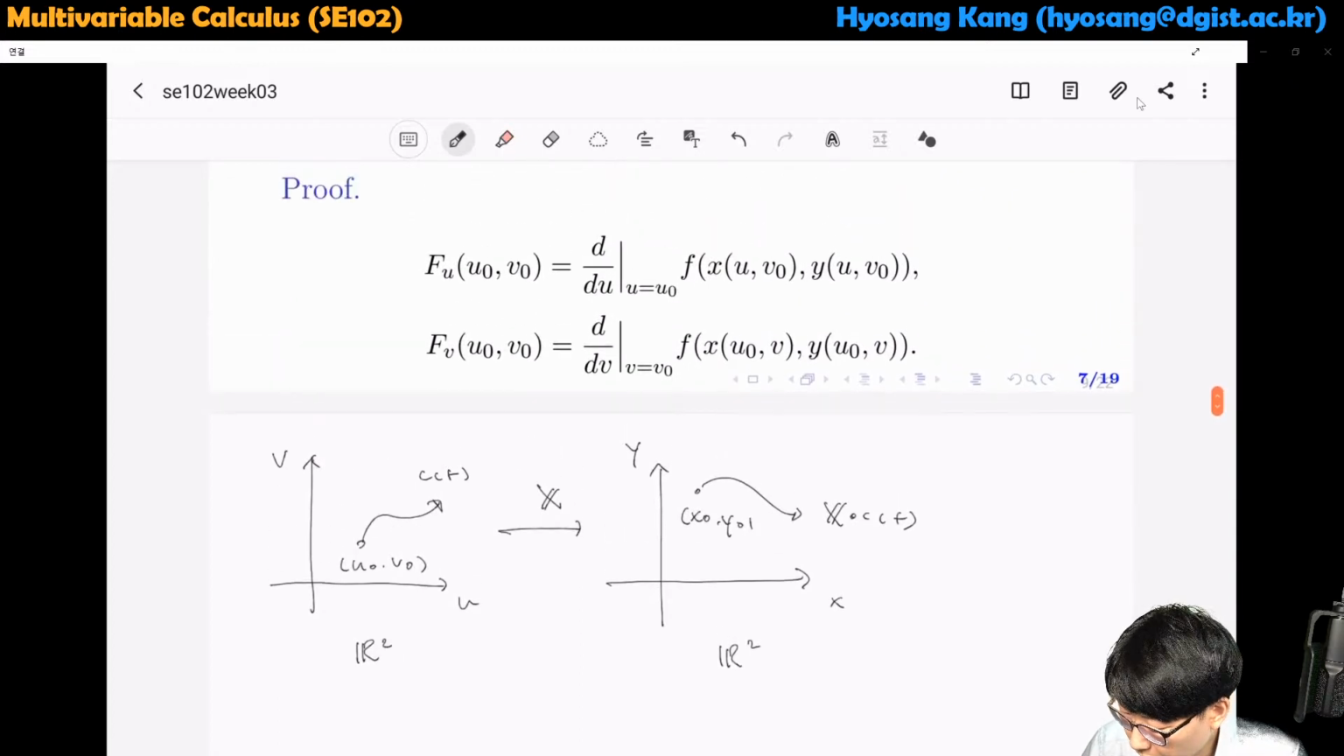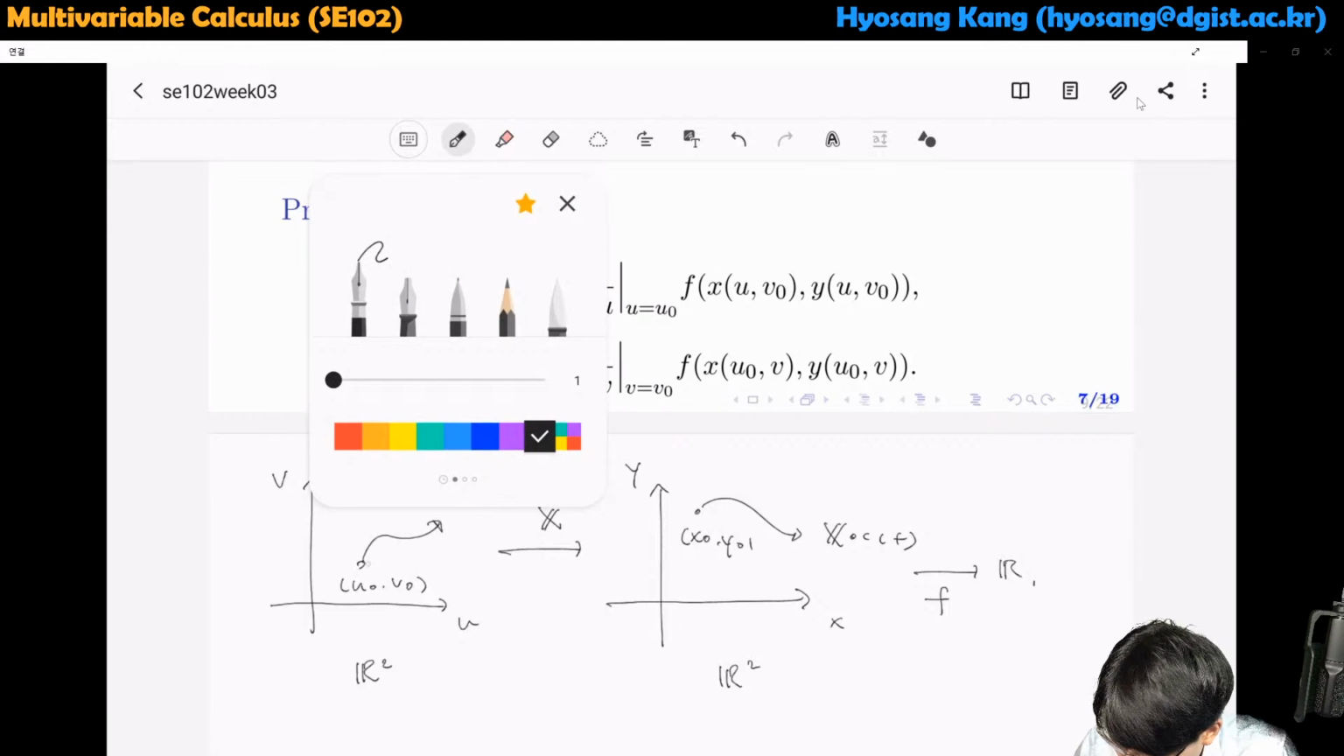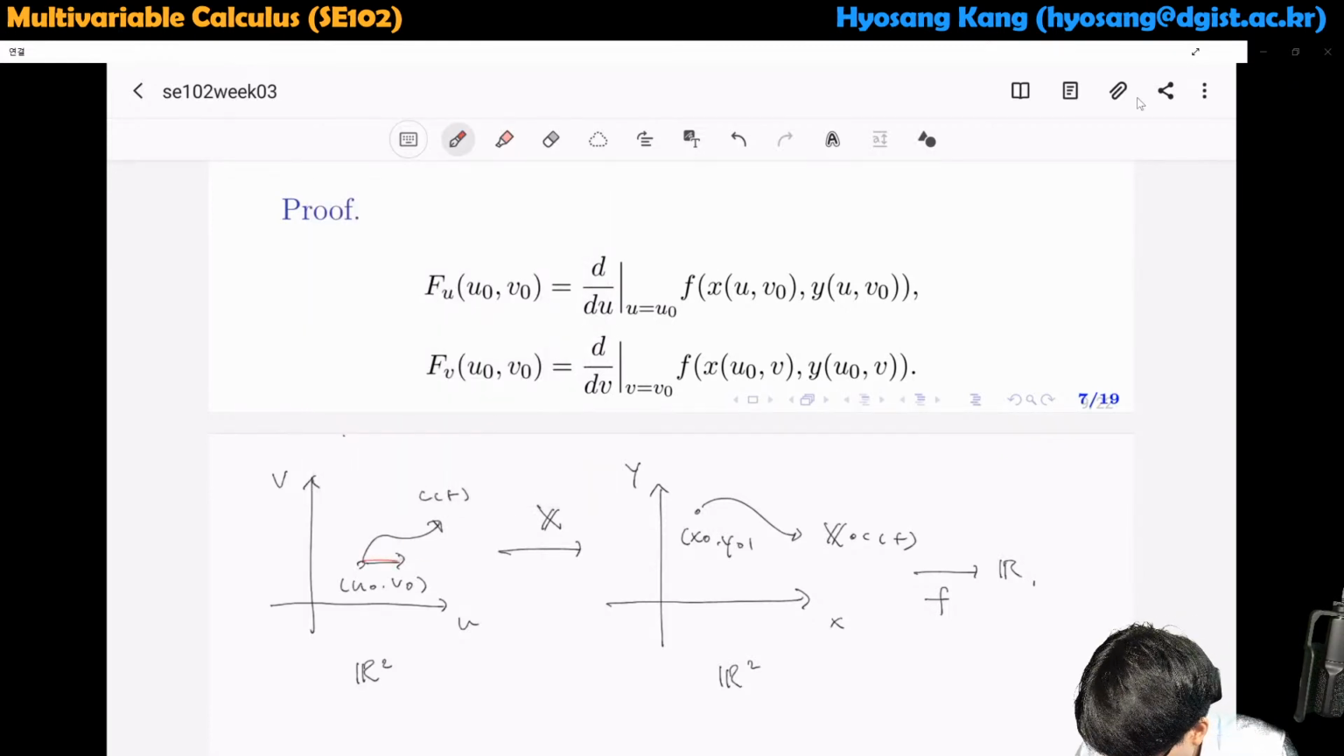Okay. Now I want to compose again, because function f is defined on the XY plane. I compose this with f to get a real number r. So what I want to know is what happens when I change my (u0, v0) in the u direction and v direction, and what happens to the final value r.